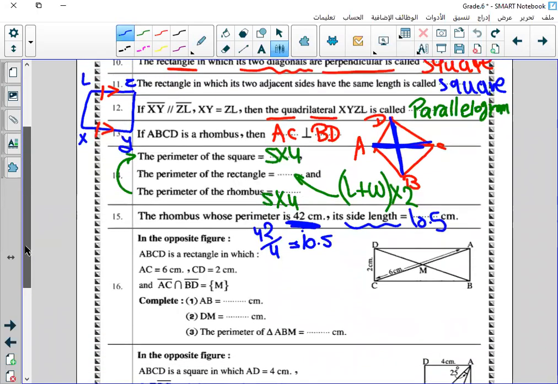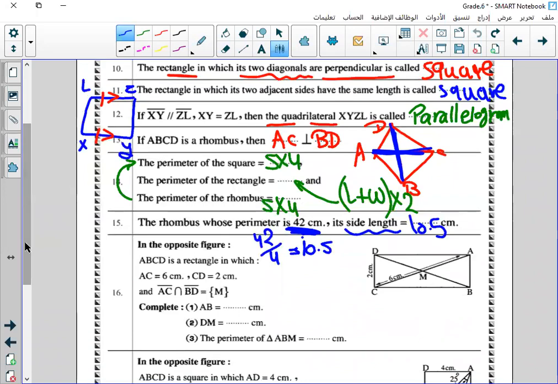Question number 16. Habiba: AB equals 2 centimeters, because opposite sides are equal in length. Number 2, DM equals what? DM equals 6.